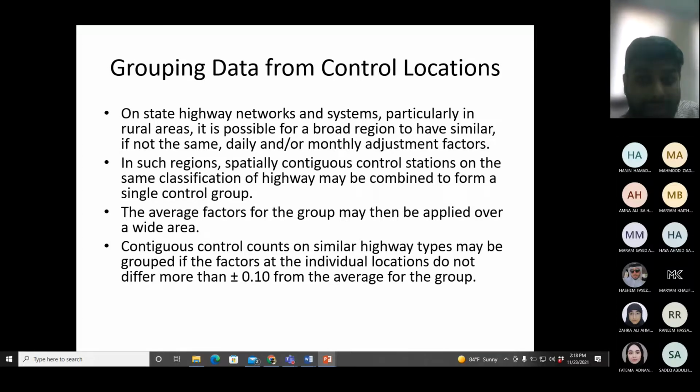Later on, you may find that factors from different locations are very close to each other. So instead of keeping them separate, we can merge them together.